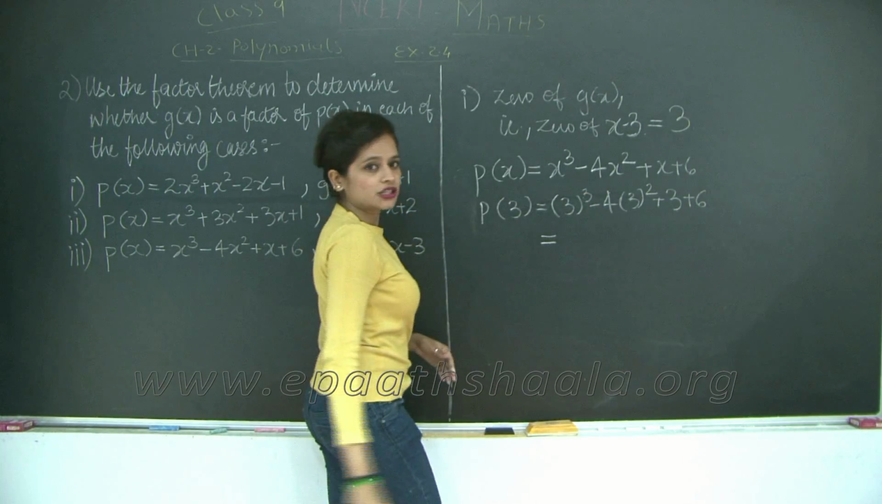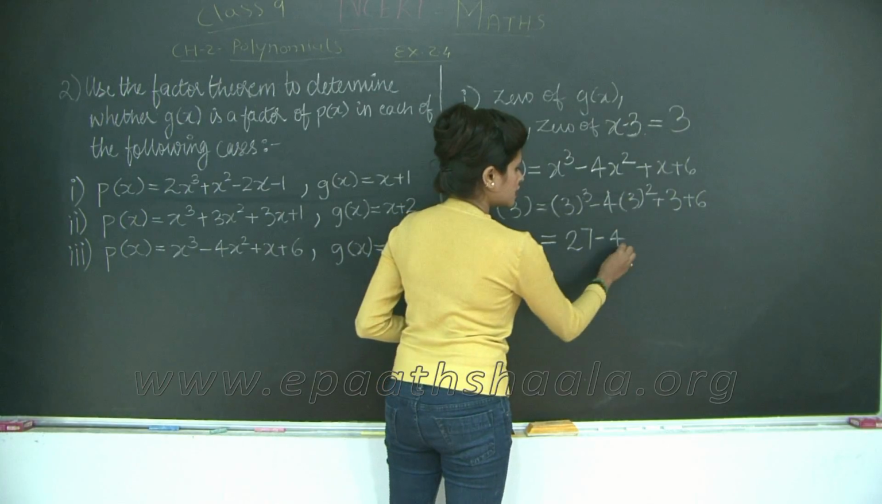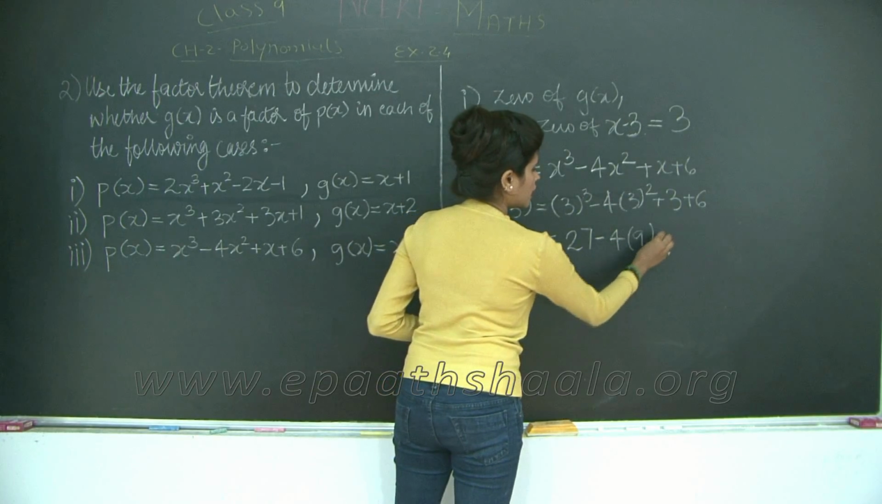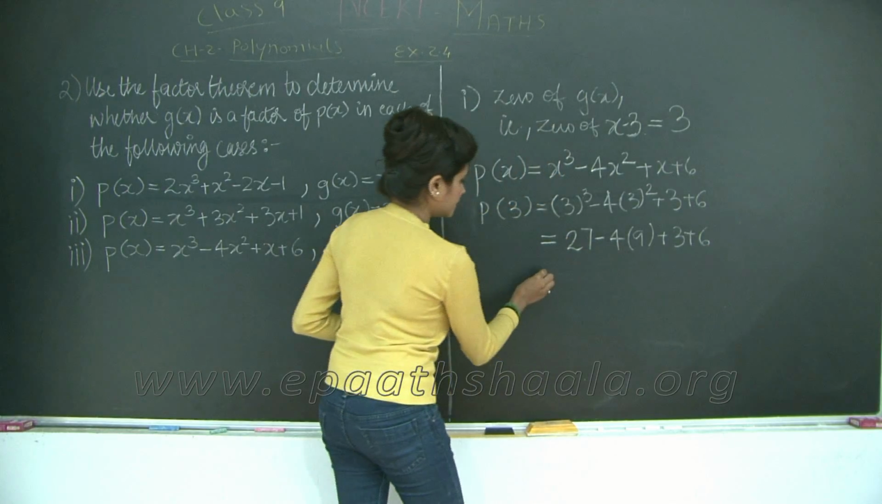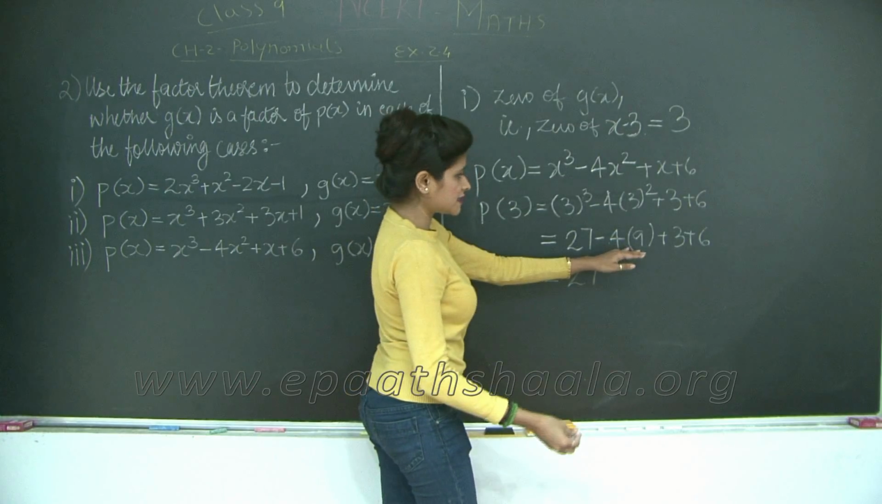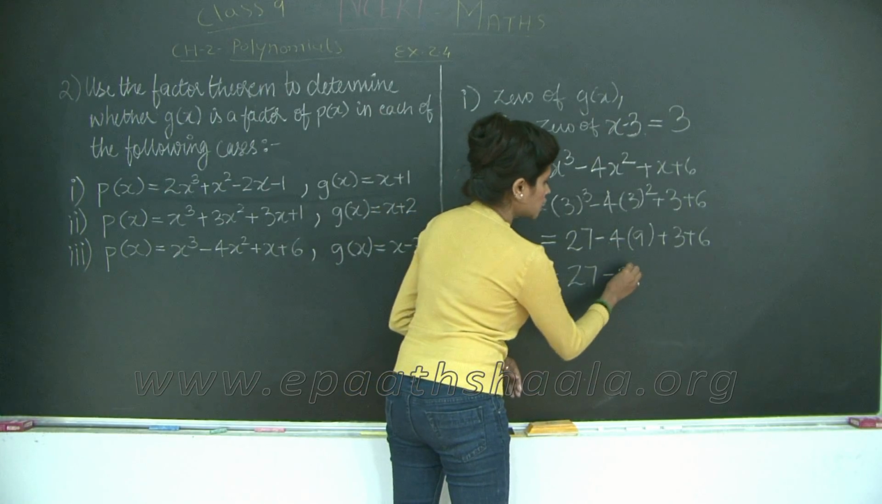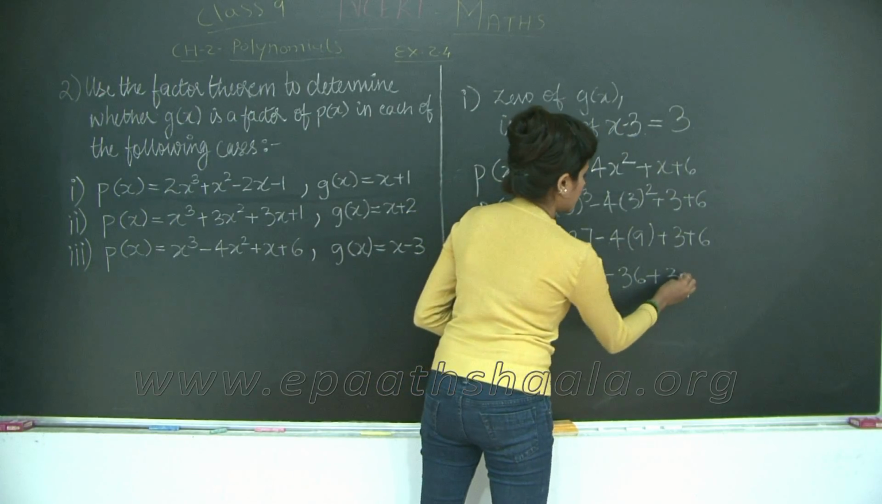3 cube is 27 minus 4. 3 square is 9 plus 3 plus 6. Right? So, 27 minus 4 into plus 9 is 4 9s are 36 minus 36 plus 3 plus 6.